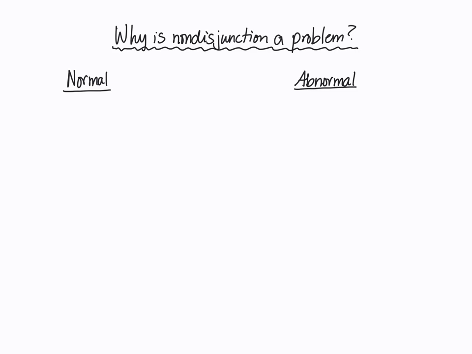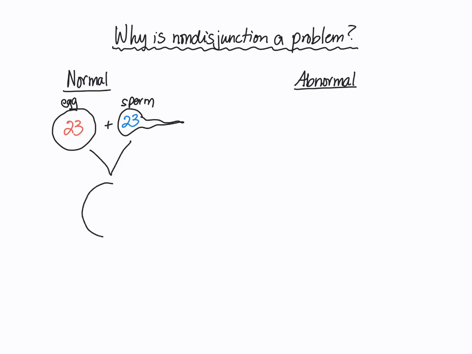So let's take a look at why non-disjunction is a problem. First, let's take a look at what happens normally during the creation of a zygote and embryonic development. We've talked a little bit about sexual reproduction before, where you have an egg that fuses or merges with a sperm. The egg carries 23 chromosomes, and the sperm carries 23 chromosomes. And the result of that merging is a fertilized egg, which is known as a zygote. And that zygote has 46 total chromosomes, which is what is necessary in order to make a human.